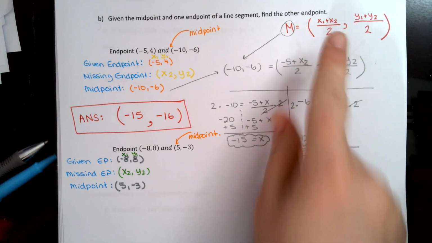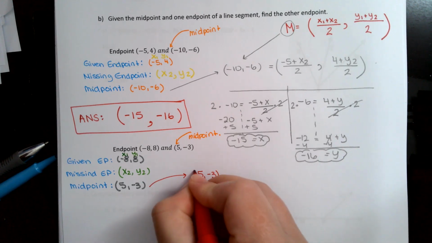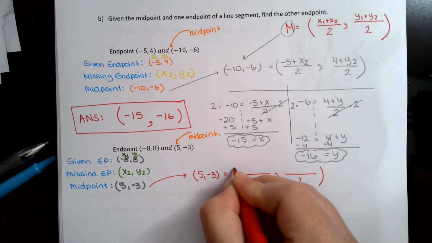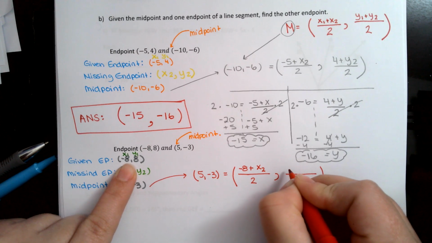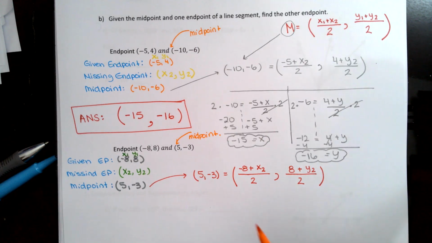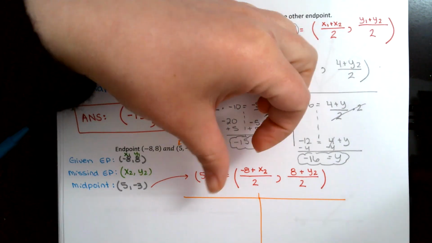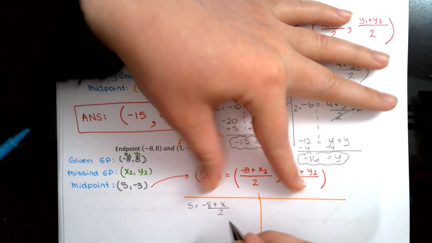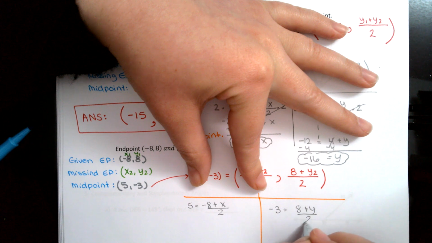I'm going to look at this formula here for my setup. So we've got 5, comma -3 is equal to the x's sum divided by 2, comma, the y's sum divided by 2. Okay, x1 was -8 and x2 is unknown. Y1 is 8 with y2 unknown. Let's create our two setups. Again, using your fingers, cover the y's: 5 is equal to -8 plus x over 2. Cover the x's: -3 is equal to 8 plus y over 2.